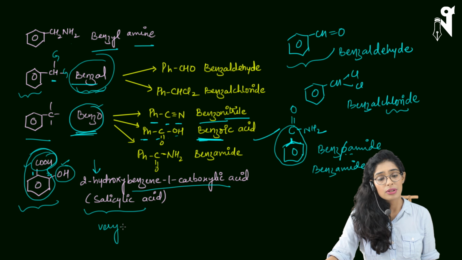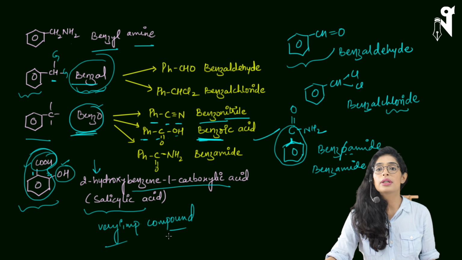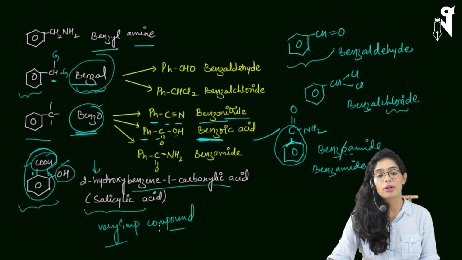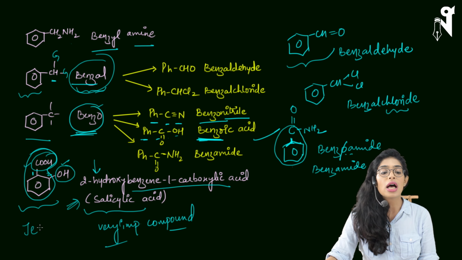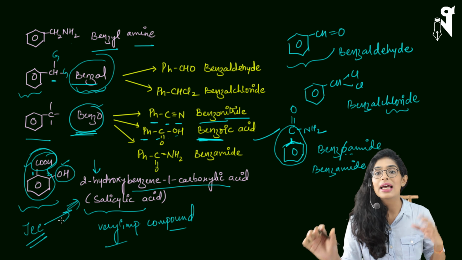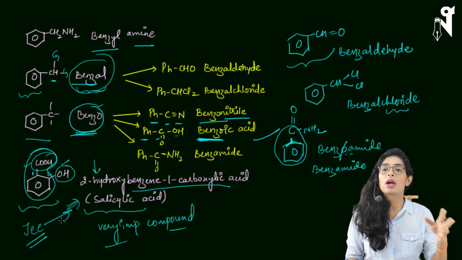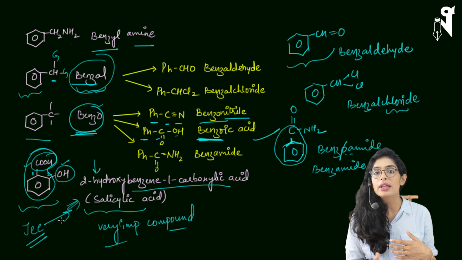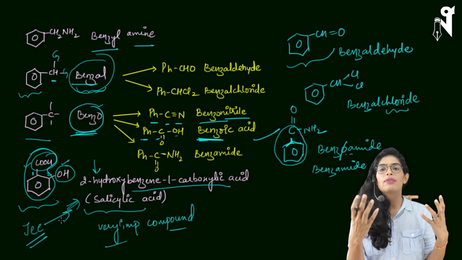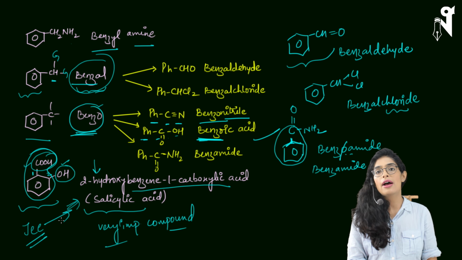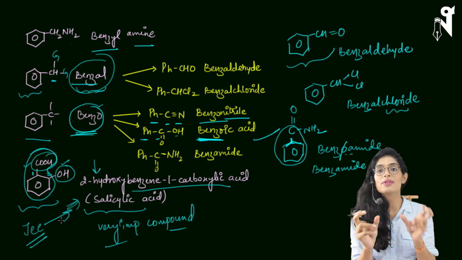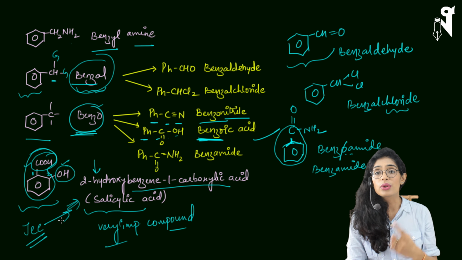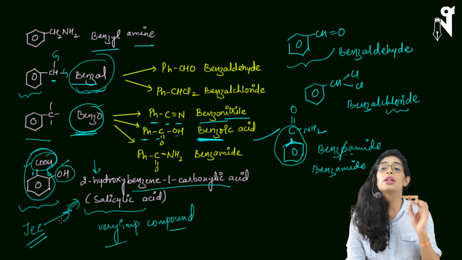Very important compound. We'll be using it next year in the carboxylic acid chapter and the aldehydes and ketones chapter. This is very, very important, and this name is also very important. Every year in JEE, they ask at least one question from salicylic acid. The question might be like which of the compounds have COOH in it, and they will just mention salicylic acid. They won't show you the structure, they will just give the common name, and you have to know the structure of that common name. Then only you can tell which one has COOH in it.